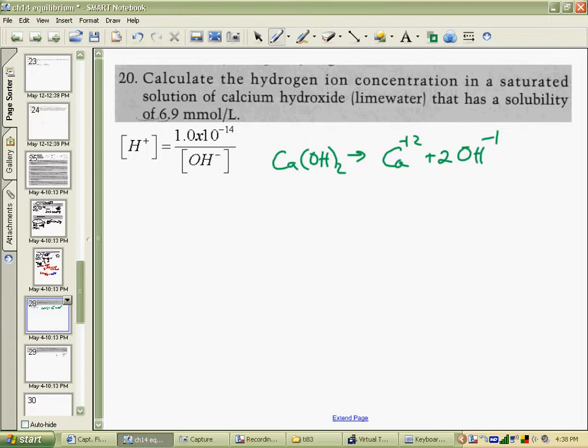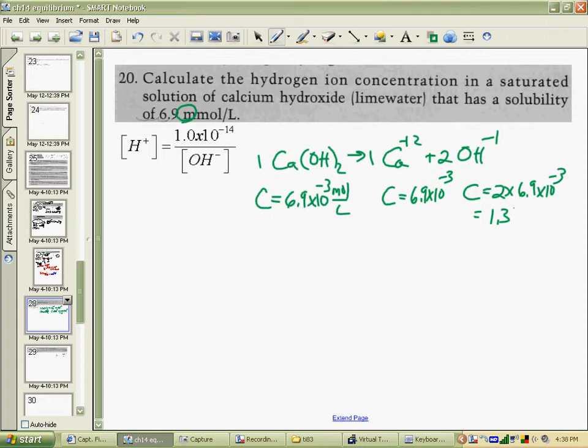of those. We know that our concentration of calcium hydroxide is 6.9 times 10 to the minus 3 moles per liter, because it's millimoles per liter. That can let us write what the concentrations of each of the cation and anion would be. Concentration of calcium ions is the same, 6.9 times 10 to the minus 3. And the hydroxide ions would be twice that number. So that's 1.38 times 10 to the minus 2 moles per liter.